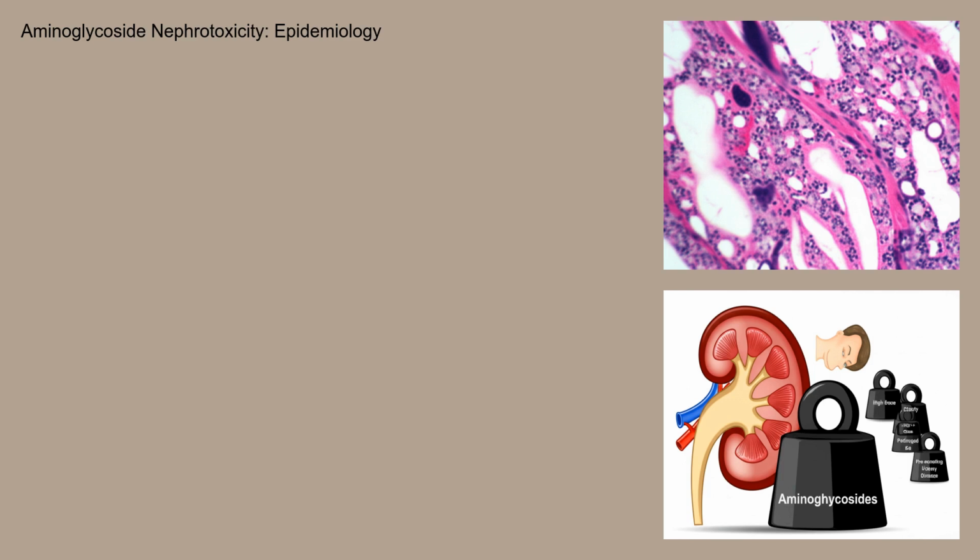In terms of epidemiology, aminoglycoside nephrotoxicity is a relatively common complication in patients receiving these medications. Studies suggest that it can occur in anywhere from 10% to 25% of individuals treated with aminoglycosides, although exact incidence rates vary depending on factors such as the specific aminoglycoside used, patient risk factors, and monitoring practices. Individuals who are elderly, have pre-existing kidney disease, or are receiving high doses or prolonged courses of aminoglycosides are at a higher risk of developing this condition.